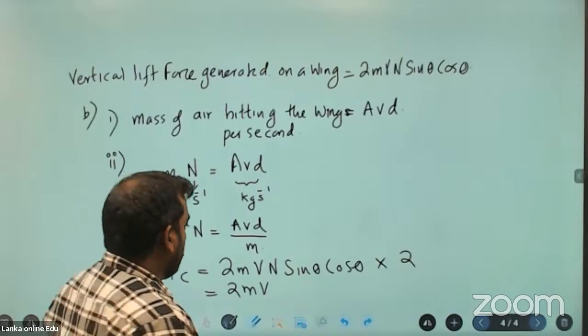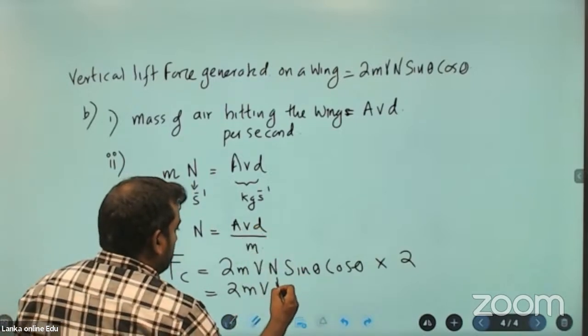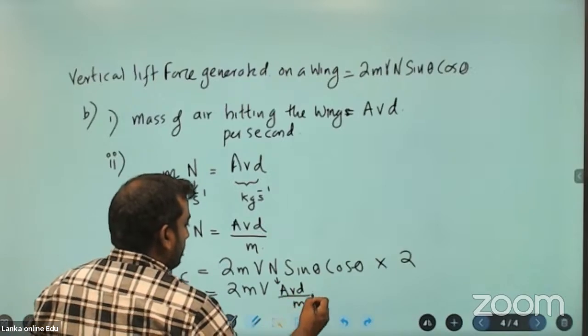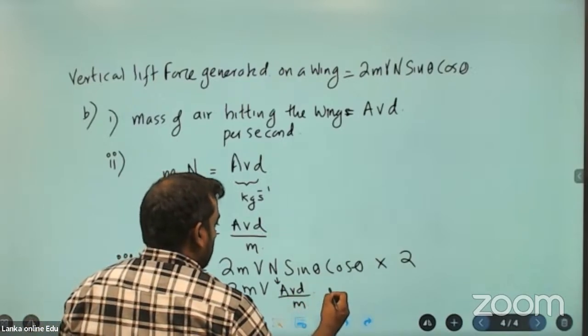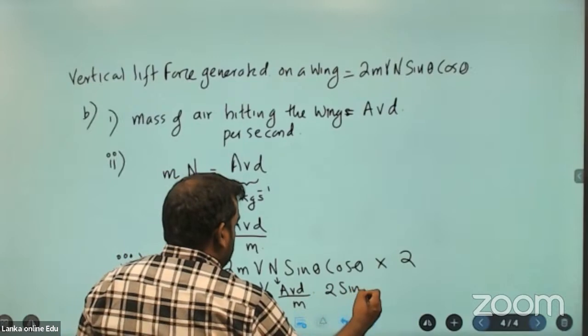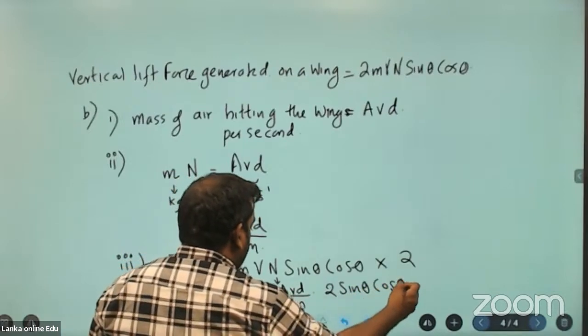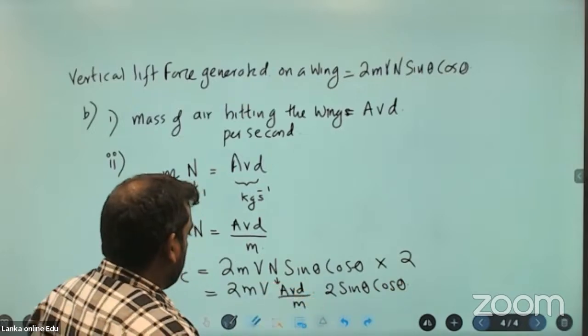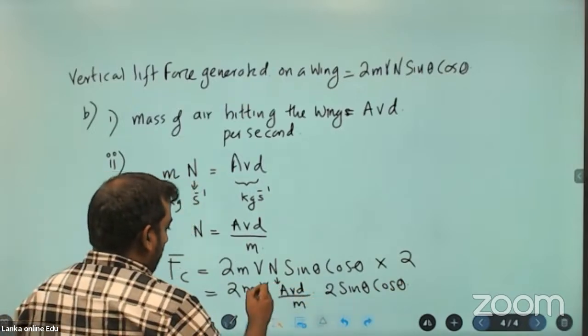Instead of N, we have to substitute this: A V D over simple F, 2 sin theta over cos theta. Am I having theta here? Yes, theta is there. So now, M and M will cancel off.